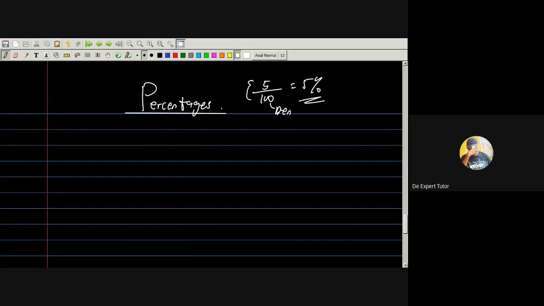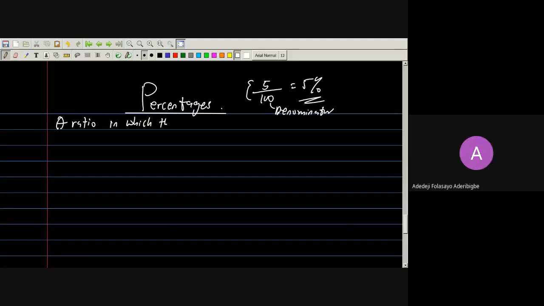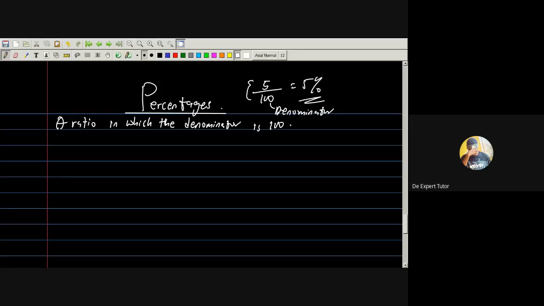The denominator is 100. Whenever you have something like this, you're having a percentage. Whenever the denominator is 100, you're having a percentage. So I can say percentage is a ratio in which the denominator is 100. That's it. So if I have 25/100, it means 25%, and that's what it means.